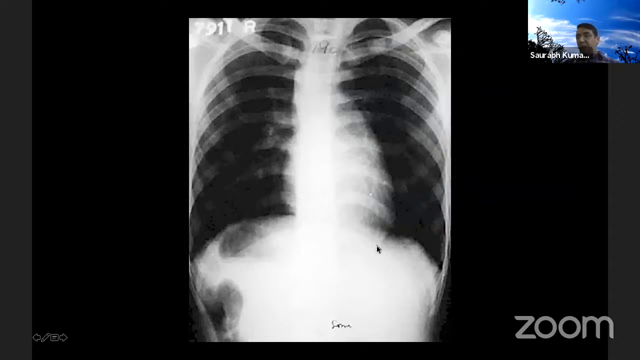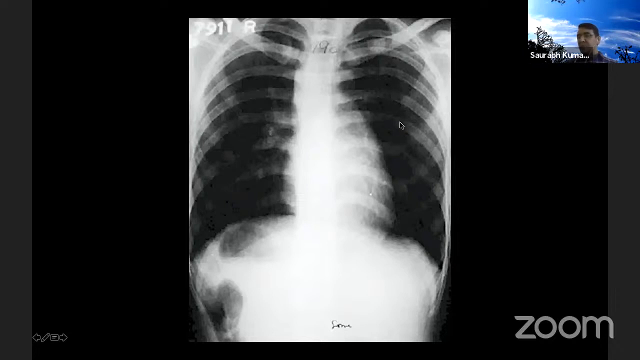Now, apart from cardiomegaly and pulmonary blood flow, a chest X-ray gives us very important clues about situs and cardiac position. As in this case, this is a patient of situs inversus, because we are seeing the gastric shadow on the right side. Liver is possibly on the left side, and the cardiac apex is on the left side. So we are having a situation of situs inversus with levocardia, and this is possibly L-posed aorta.